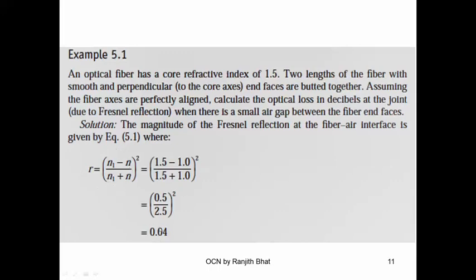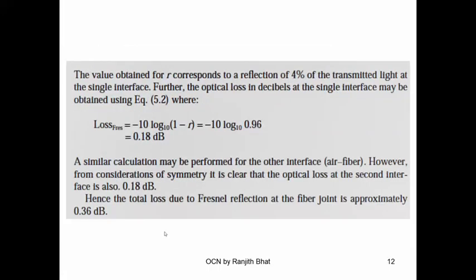As I told you, R will be 0.04, and finally the Fresnel loss can be calculated by this. A similar calculation may be performed on the other interface of the fiber. However, from consideration, the loss can be taken as 0.18 dB. Hence, the total loss at the fiber joint is approximately double that. So you need to remember that Fresnel loss times 2 will be the total loss.